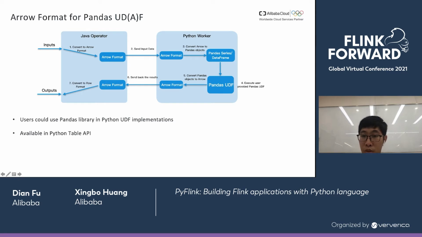The Pandas user-defined function will execute the function and then put the results to the Python worker. The Python worker will then convert Pandas objects to Arrow format. The Arrow format will be sent back to the Java operator. The Java operator will convert these Arrow format data to the row format, and then output the row format data to the downstream Java operator.